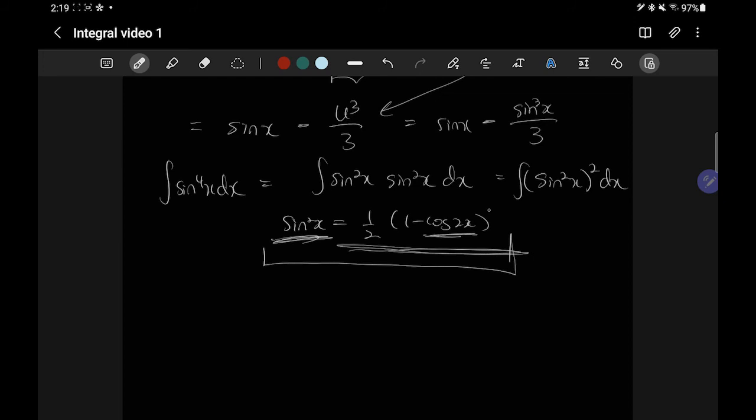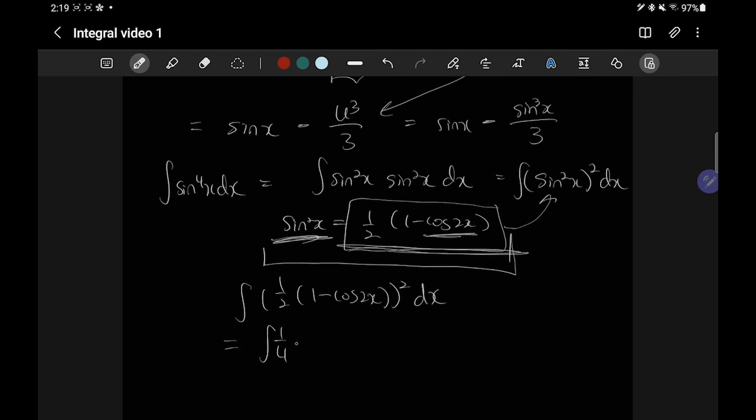So replacing sine squared x with this cosine function, we now have the integral of 1/2 times 1 minus cosine 2x, squared, dx. This equals the integral of 1/4 minus 1/2 cosine 2x plus 1/4 cosine squared 2x dx.